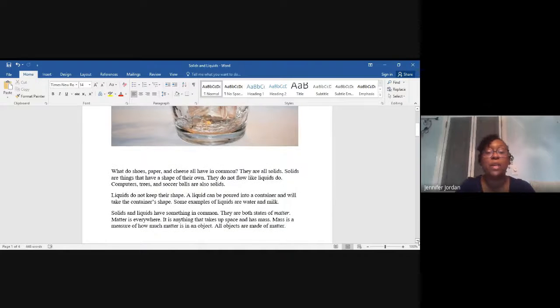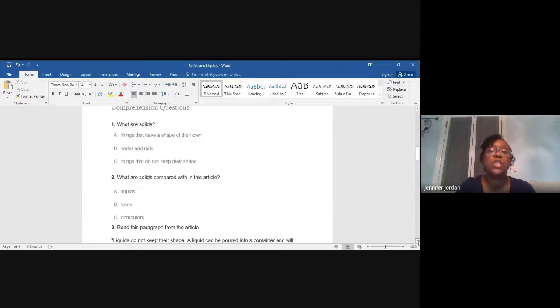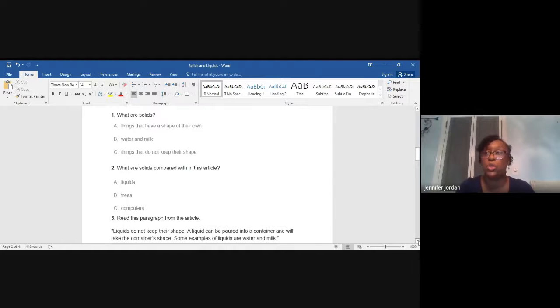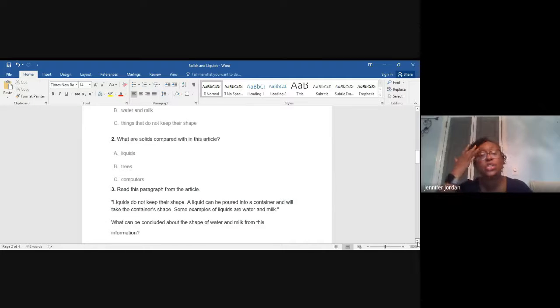So let's go back to number 2, question number 2. What are solids compared with in this article? Liquids? No. B, trees, or C, computers? Which one would you choose? What do you think? Okay, go back. If you're not sure, go back to the very beginning, to the text. Let's read question number 3.